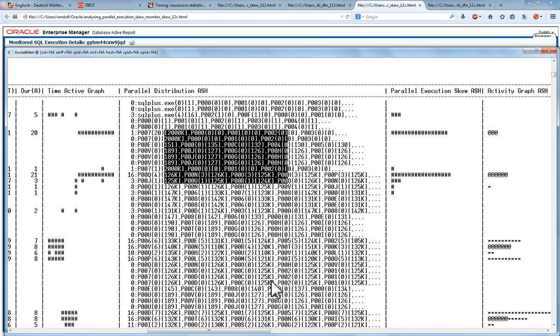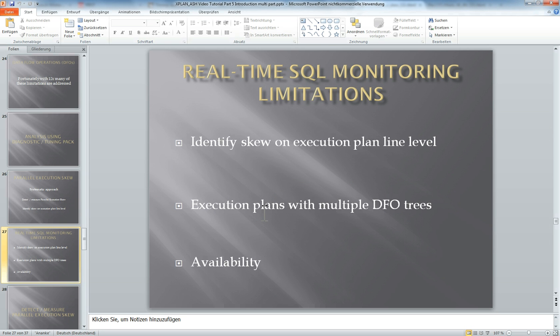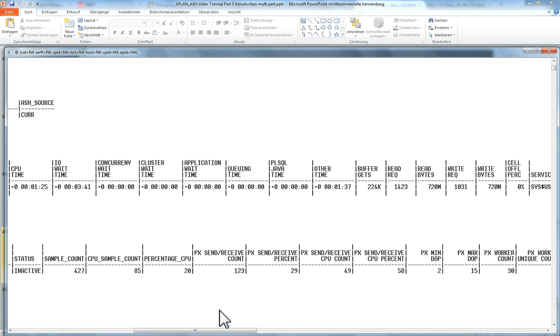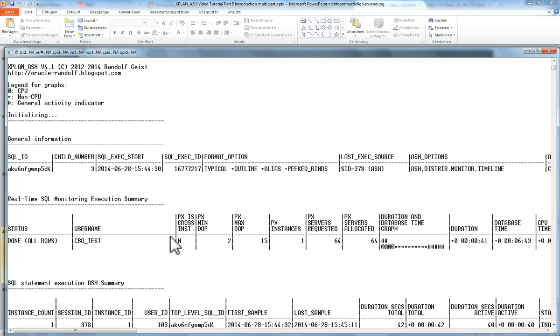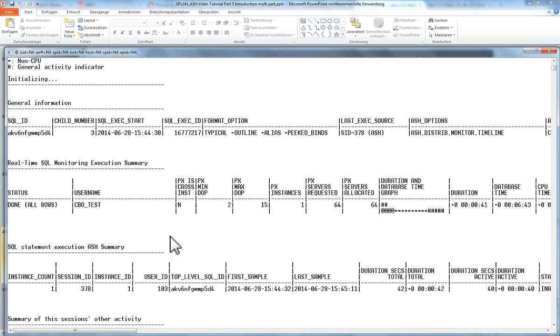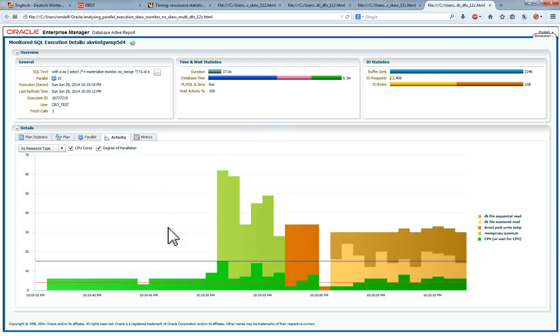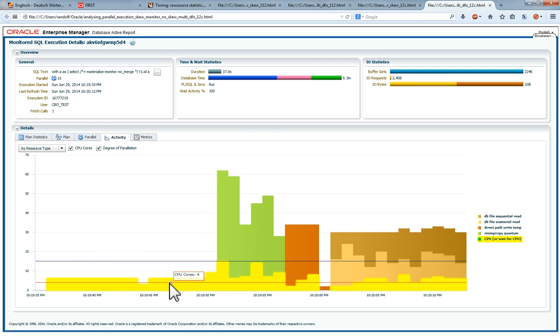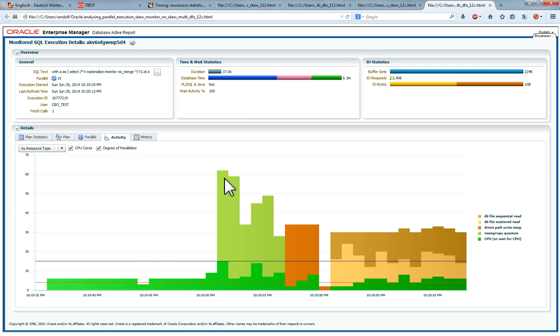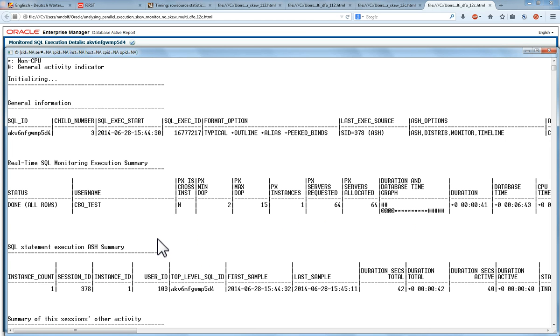Yeah, then what about the other limitation with multiple DFO trees in a single execution plan? How does Explain-Ash deal with those cases? We can have a look here at the corresponding Explain-Ash report for the execution that looks in real-time SQL monitoring like this. This was the one here that is a bit misleading because it tells you something about degree 15, but it wasn't degree 15, and it also has this bug with this duplicated activity information. How does Explain-Ash deal with that?